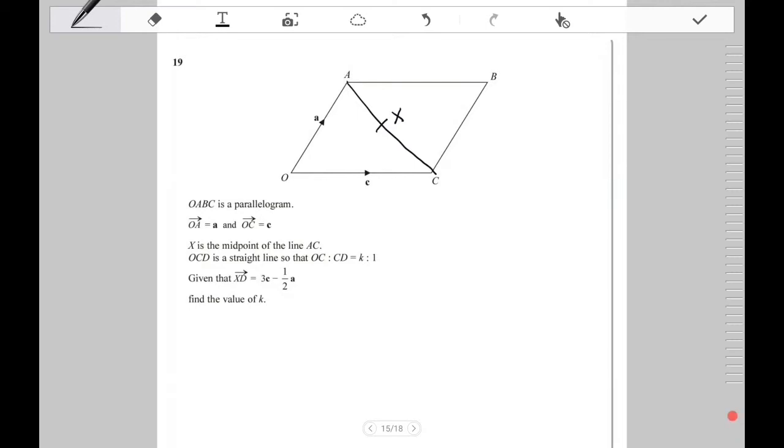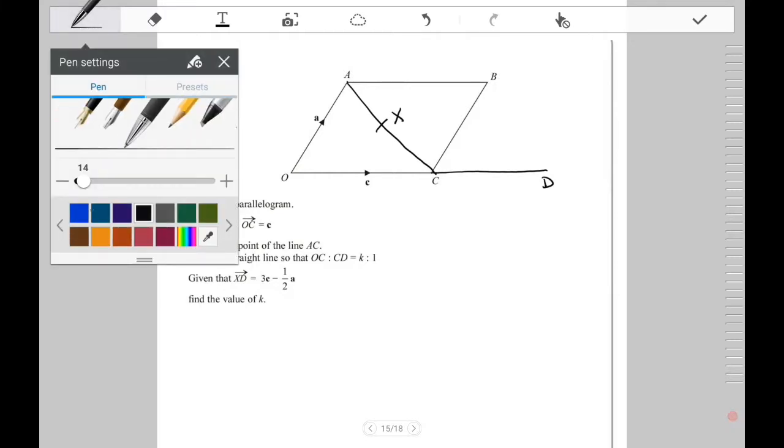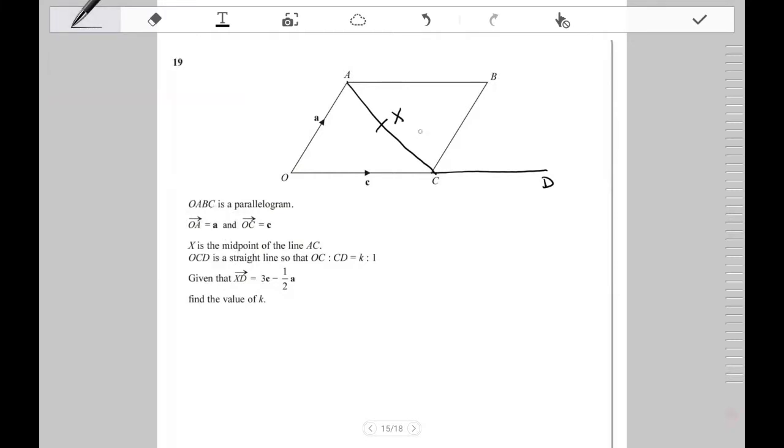OCD is a straight line, so that, okay, OC, so there is a D here, so let's draw that. OCD is a straight line, so that OC and CD is a ratio of k to 1. Given that XD, which is from here to here, equals 3c minus a half a, find the value of k. So, well, we can draw it like this.